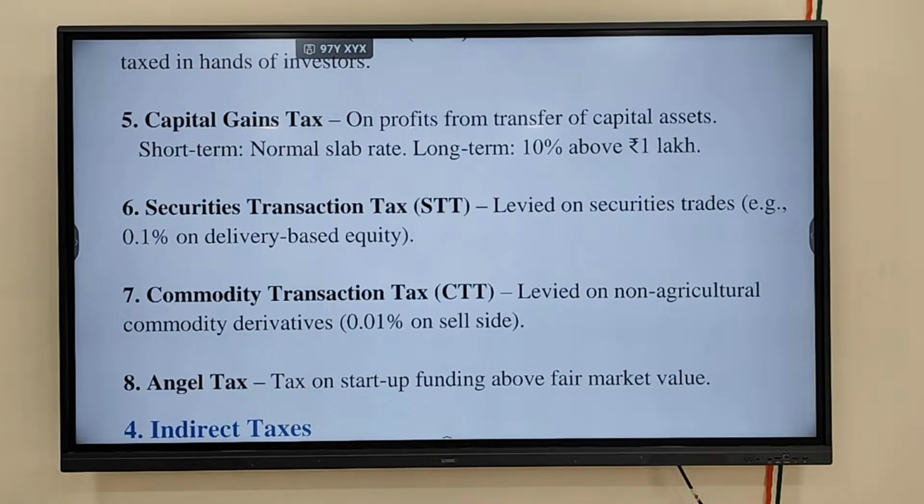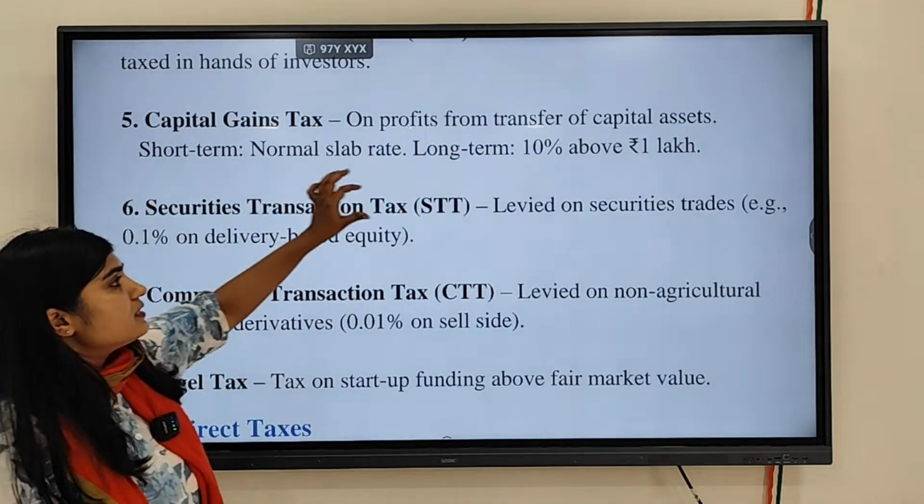Let me explain. Firstly, I will explain, then you can write. I will give a time for writing. First, what is security transaction tax?